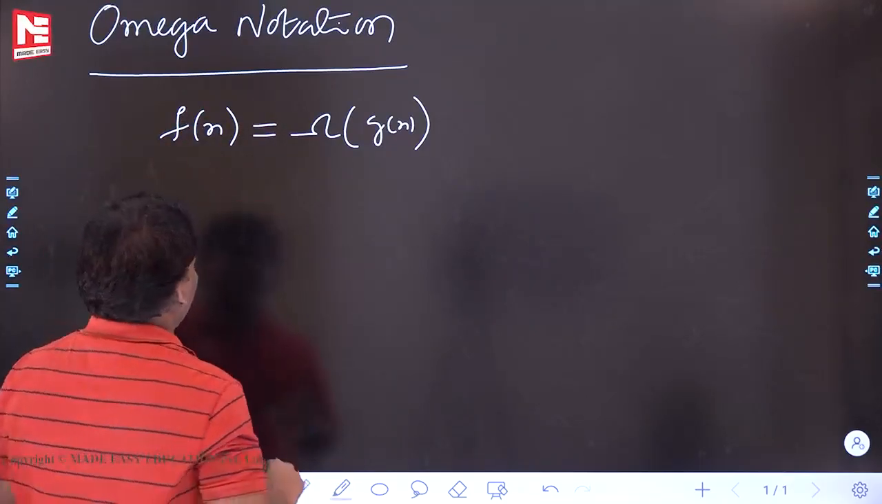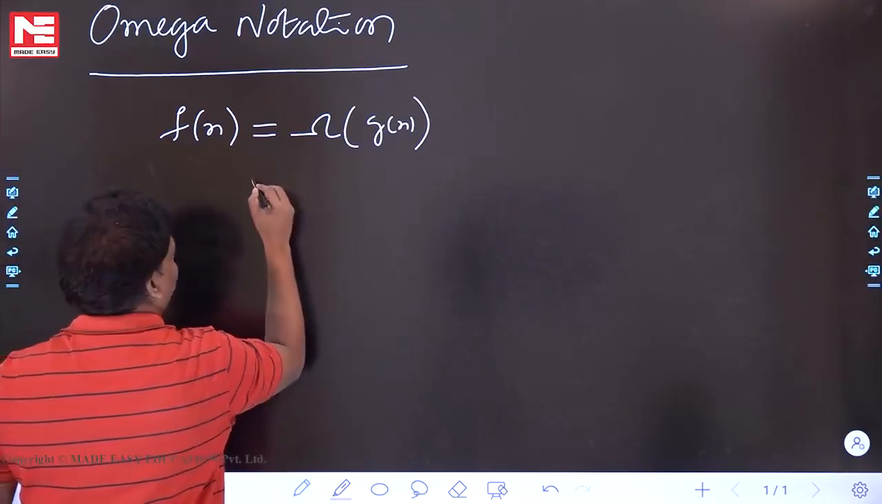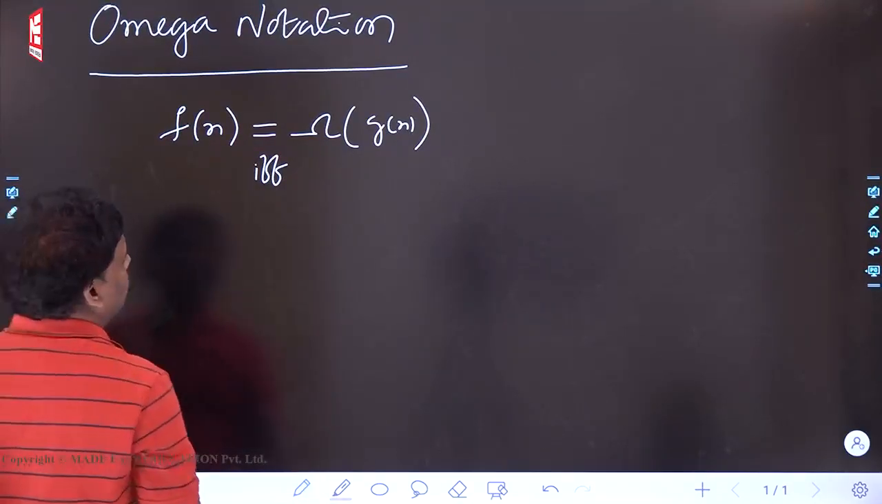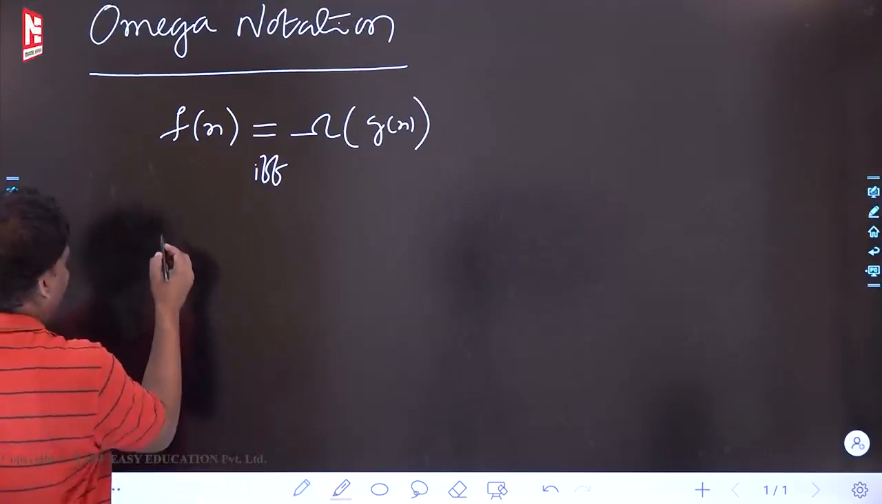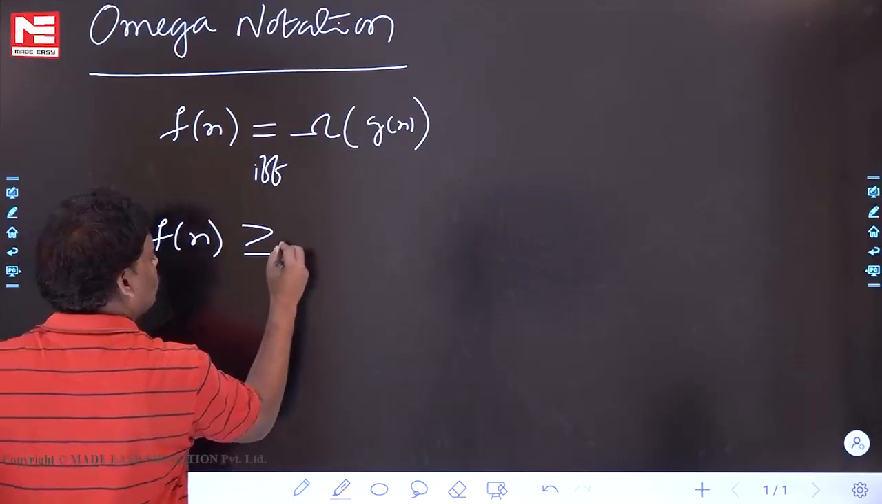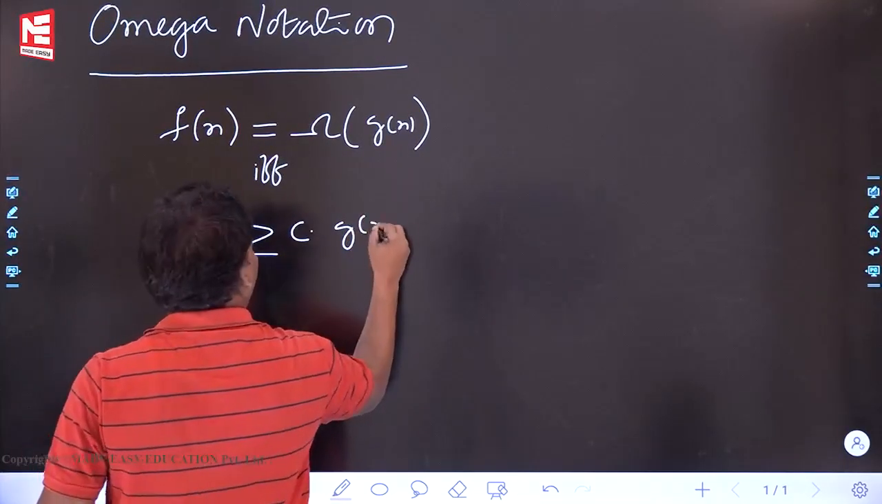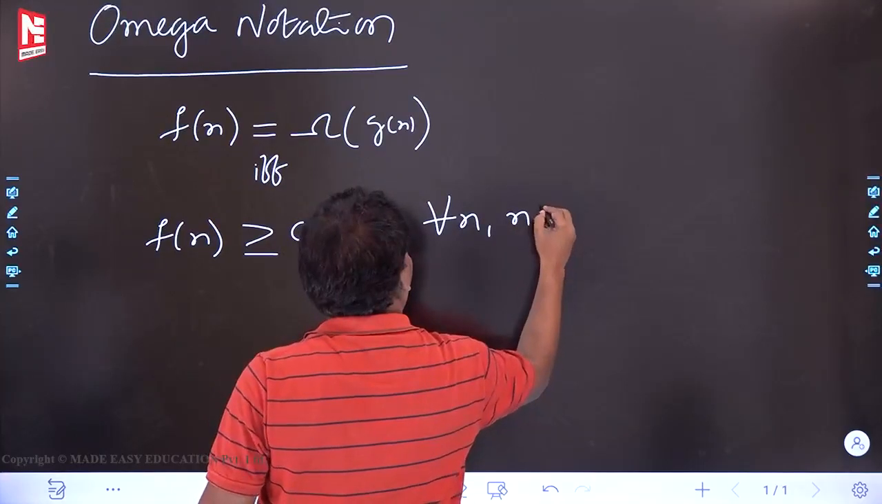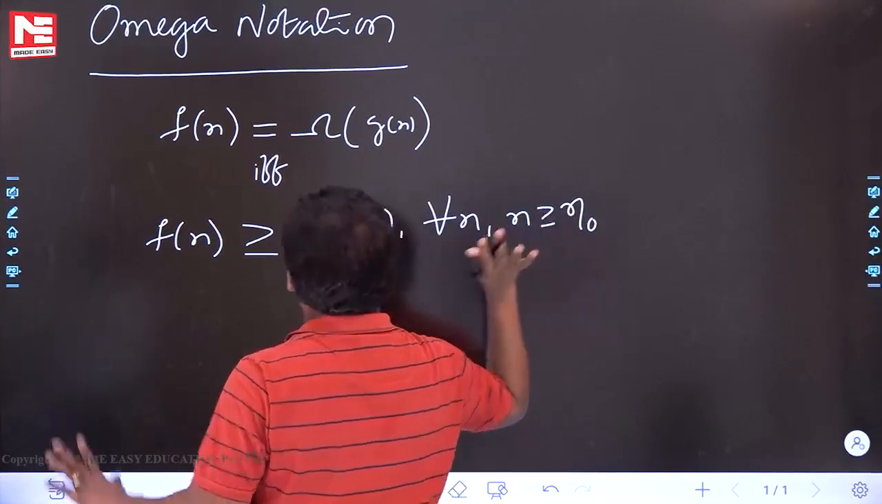Let's check here. F of n equal to omega of g of n if and only if. What is the definition? You know very well. F of n greater than or equal to some c into g of n, for all n where n is greater than or equal to n0. It is the definition.